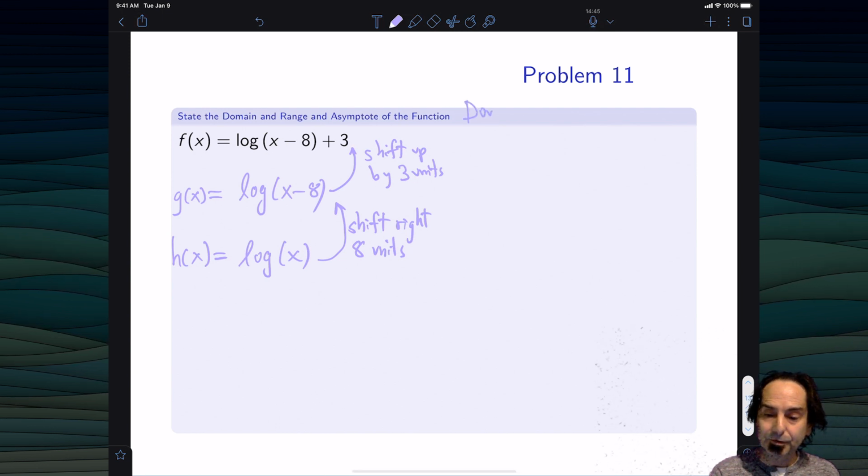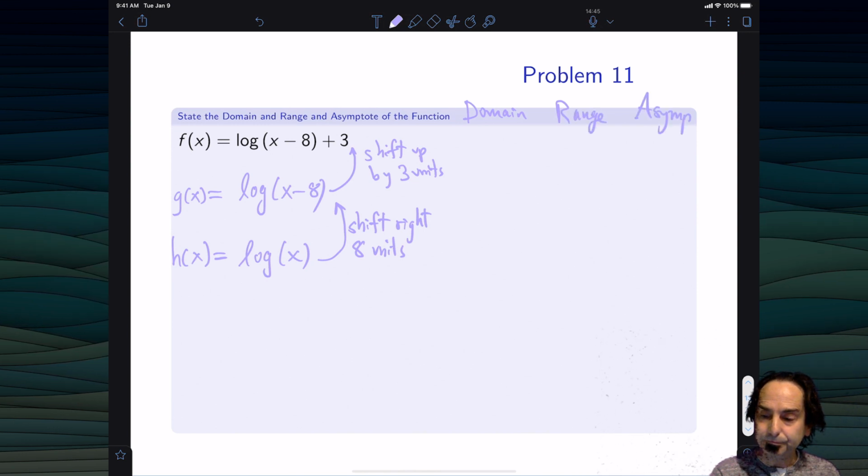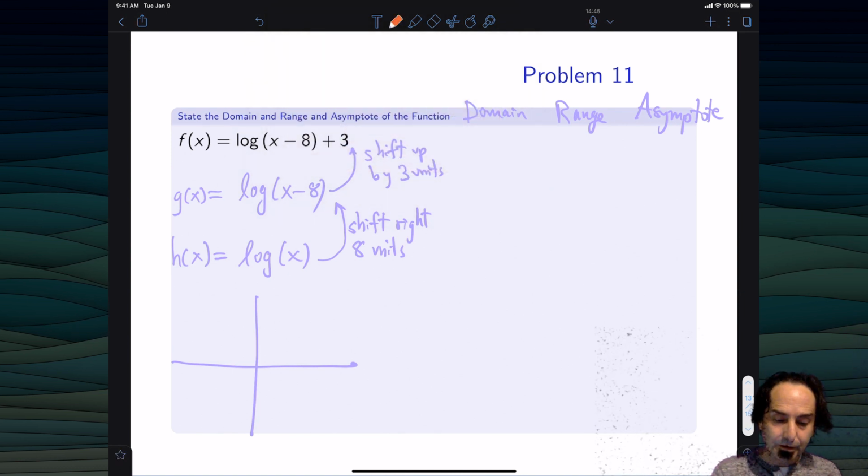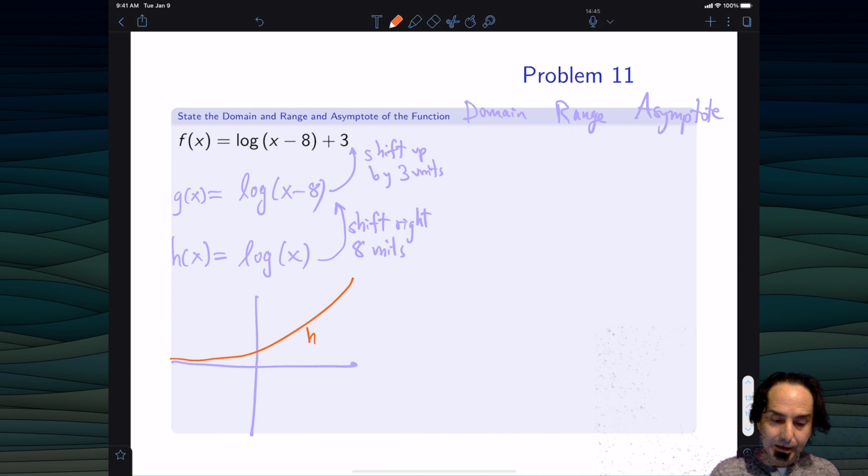So let me just make a table: domain, range, and asymptote. And we're going to graph the log function. The log function looks just like this. H of x equals the common logarithm of x.